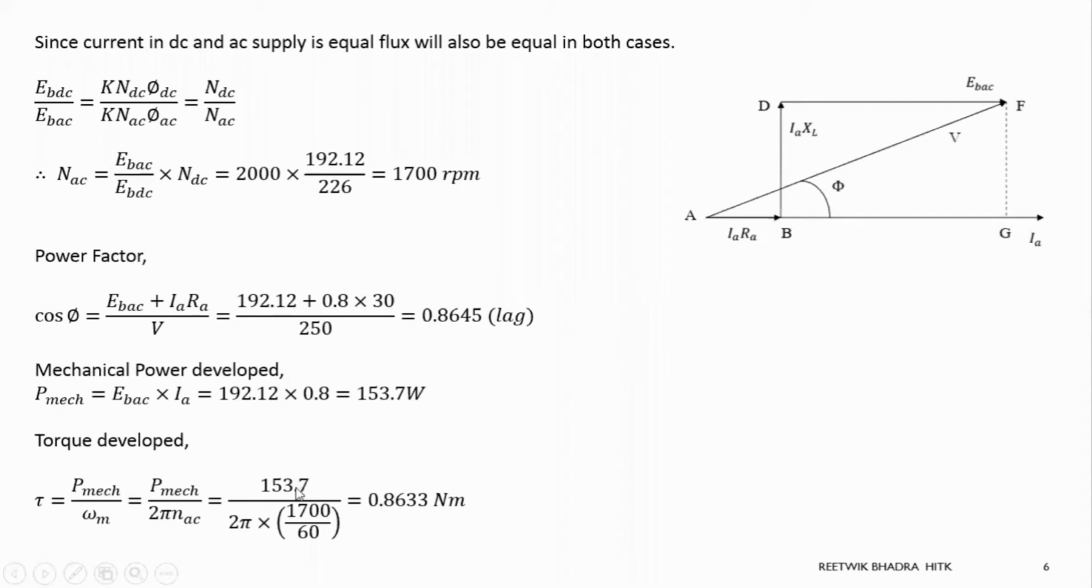And then you put in this formula. P_mech is 153.7 divided by omega_m. So omega_m is 2 pi N_AC. Again AC, because all this torque that is developed is under AC condition. So 2 pi, what is my AC speed? It is my 1700 RPM. But since omega_m is in radian per second, this should be small n, that is RPS. But we have already calculated in RPM. So we have to divide it by 60 to get it in RPS. So that is shown over there.